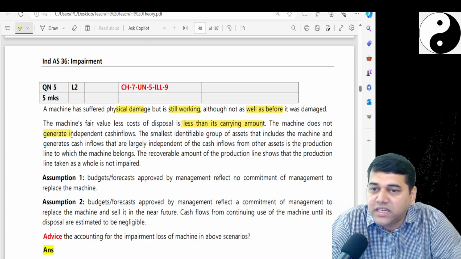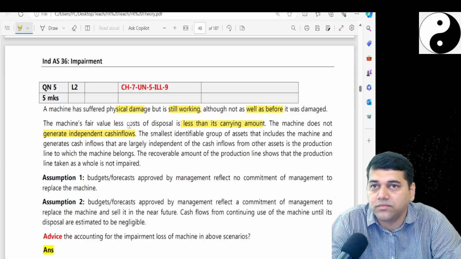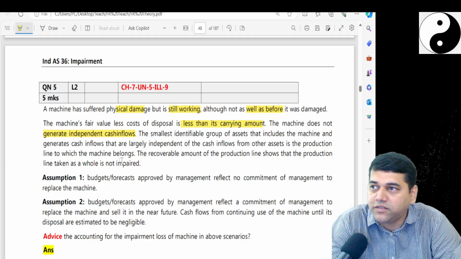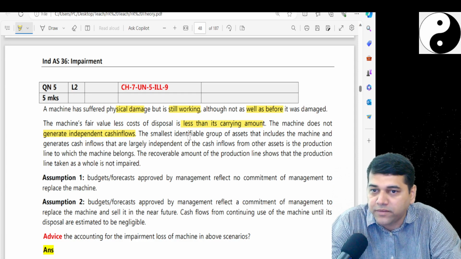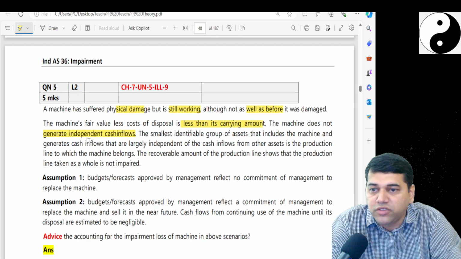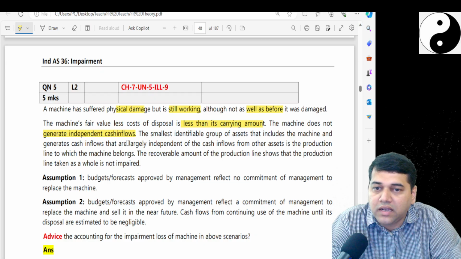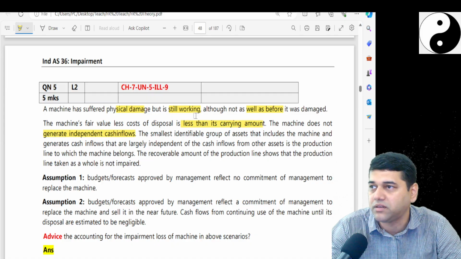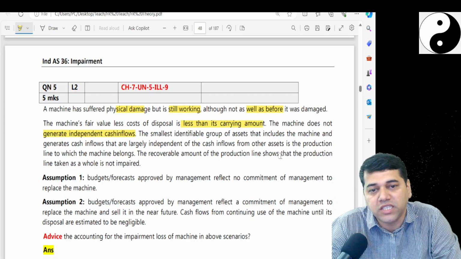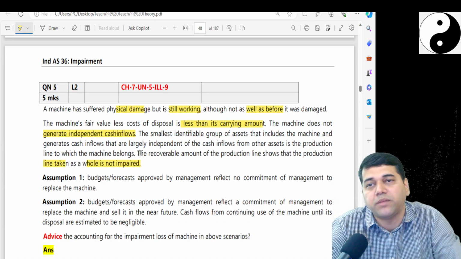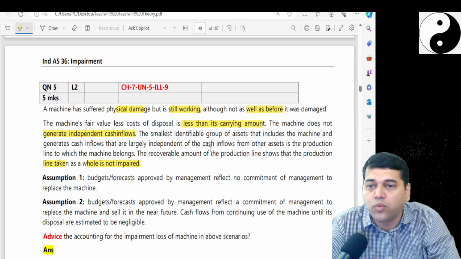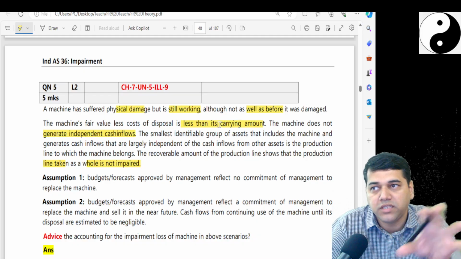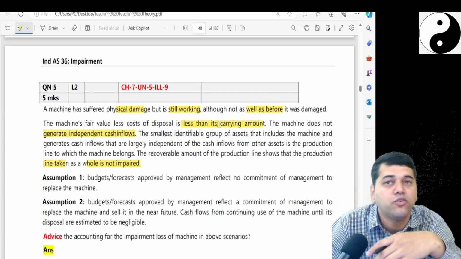And it does not generate independent cash flow also. That means what you cannot get? Value in use you cannot get. The smallest identifiable assets that include the machine and generate cash flow are largely independent of the other assets in the production line to which the machine belongs. That means this machine belongs to one CGU, in simple terms. The recoverable amount of the production line shows that the production line taken as a whole is not impaired. That means the CGU to which that production line belongs is the one to which this machine belongs. Machine cannot earn cash on its own, but the production line as a whole will earn.